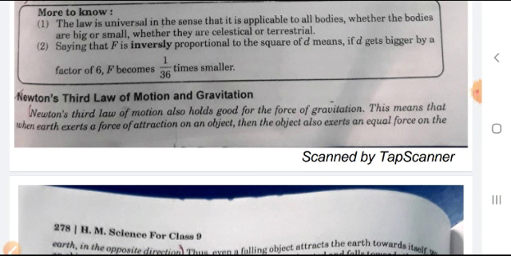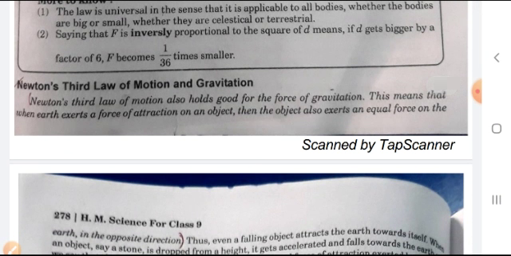Today, I will explain Newton's third law of motion and its relation to gravitation. As all of you know, what is Newton's third law? Newton's third law is the action-reaction law, where the statement is: every action has an equal and opposite reaction. So what will happen here? Newton's third law of motion also holds good for the force of gravitation.